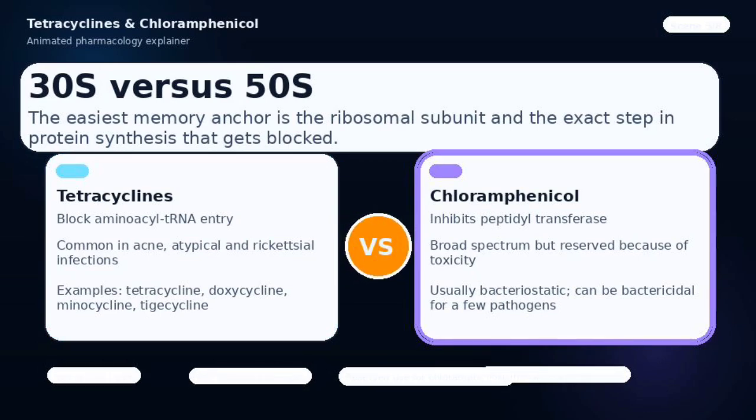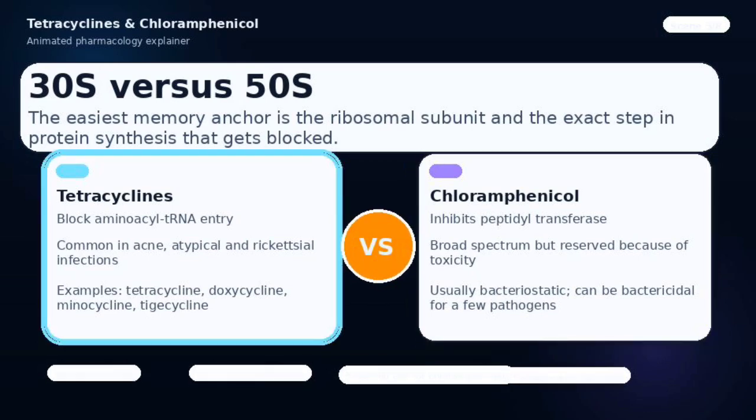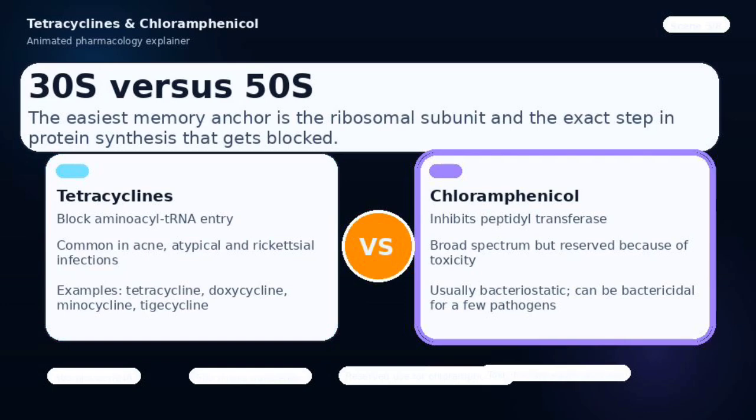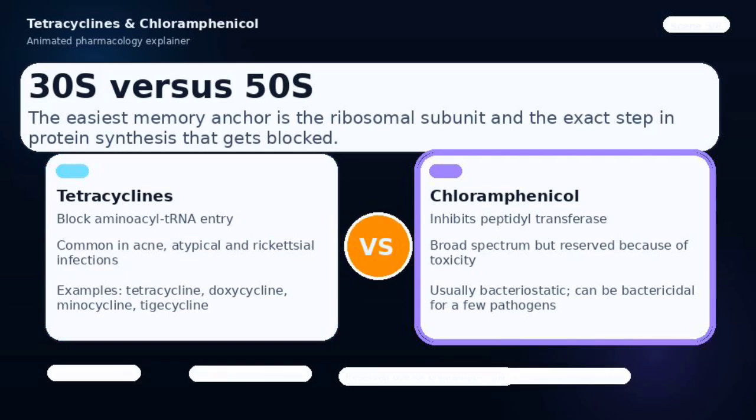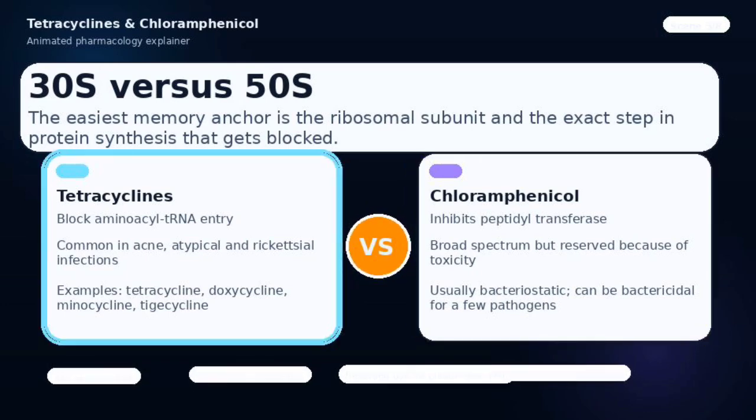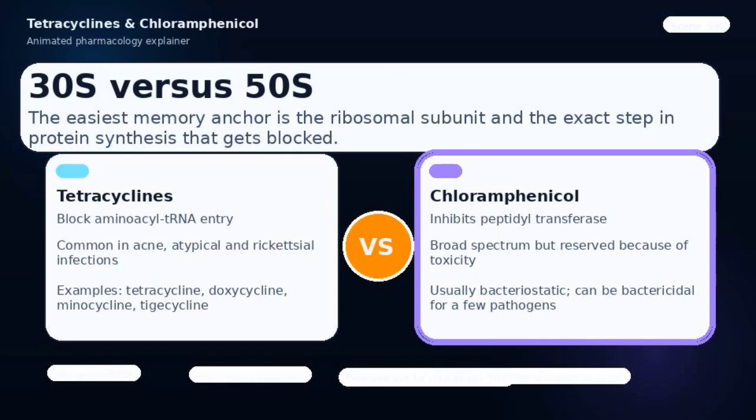Tetracyclines are widely used for atypical organisms, acne, rickettsial infections, and several respiratory infections. Chloramphenicol is kept mainly for severe infections, where alternatives are not suitable.